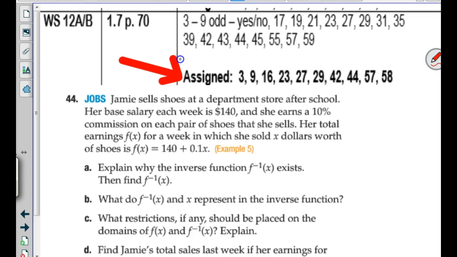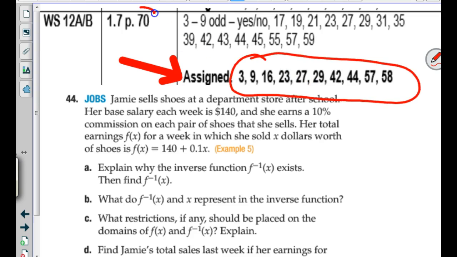All right. So guys, this is the assignment. It's on page 70, 2, 3, 4, 5, 6, 10 questions.